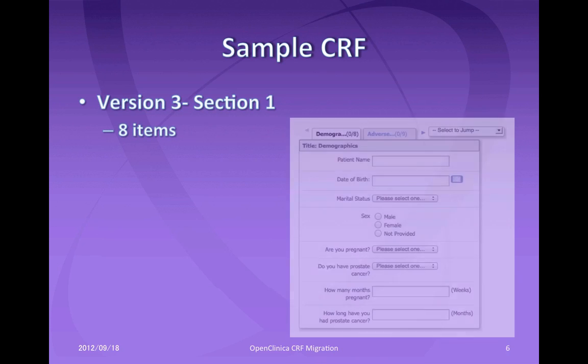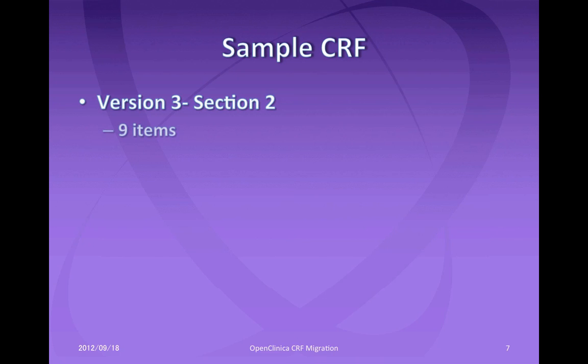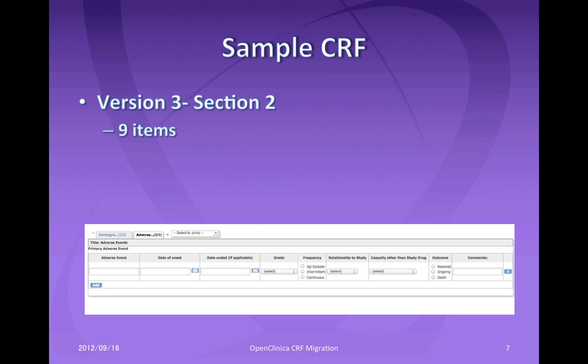Version 3, Section 1, 8 items. Notice that some of the items here are not just simply added but also replaced from version 2. Section 2, 9 items. This section here is a repeating group. Let's take a look at how this migration is going to work on the front end.